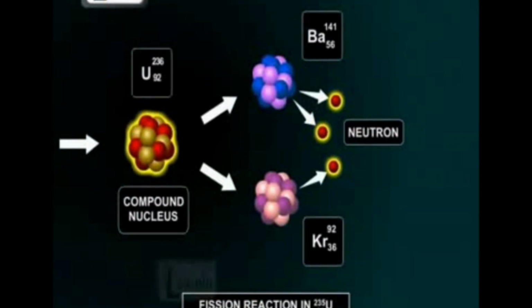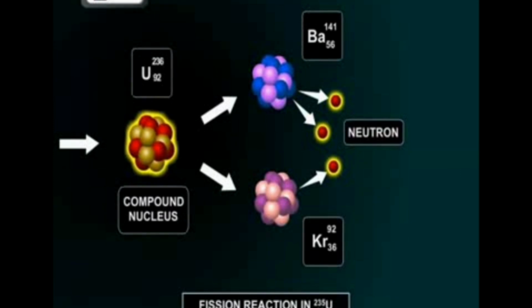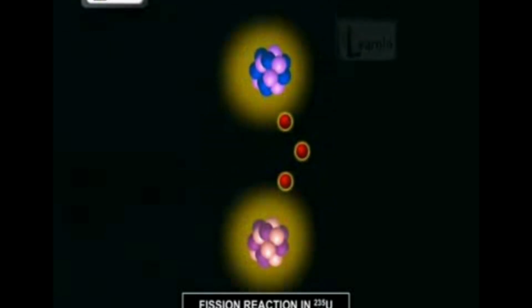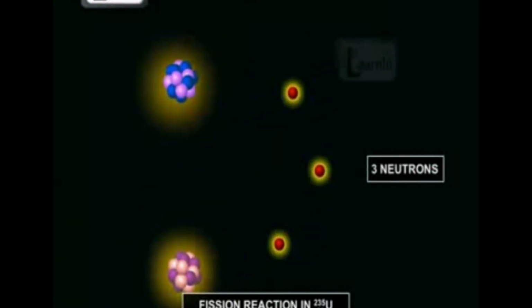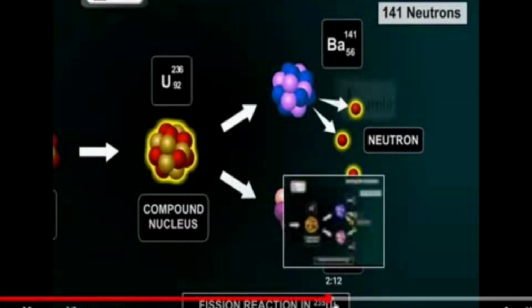So the number of neutrons of reactant and product are not equal, only the three neutrons are different. The three neutrons are emitted separately. Adding 56 and 36 is not equal to uranium 236, because it's 92. The three neutrons then combine with another three uranium 235.